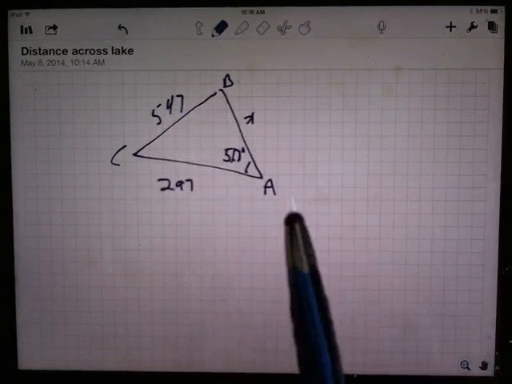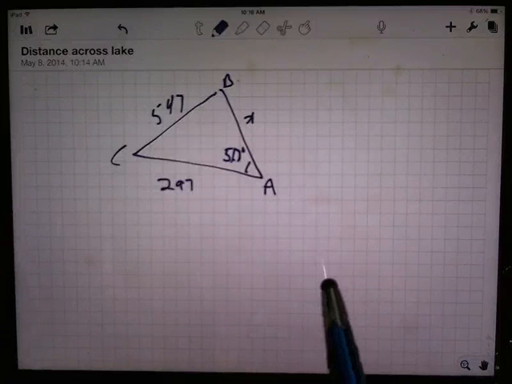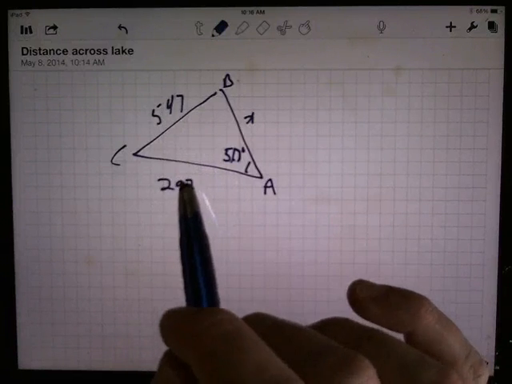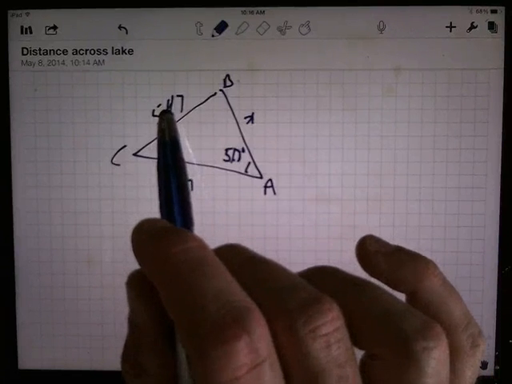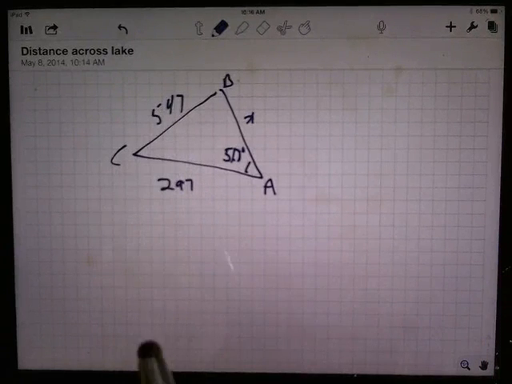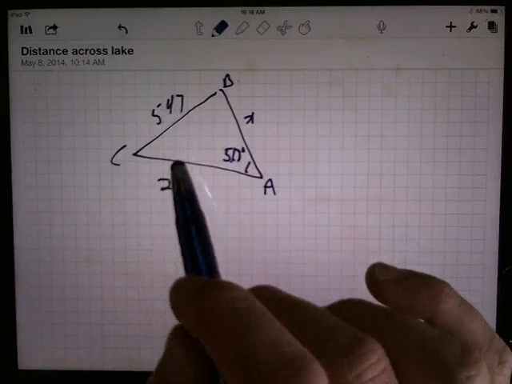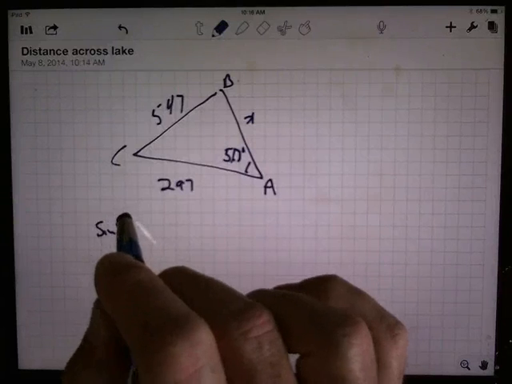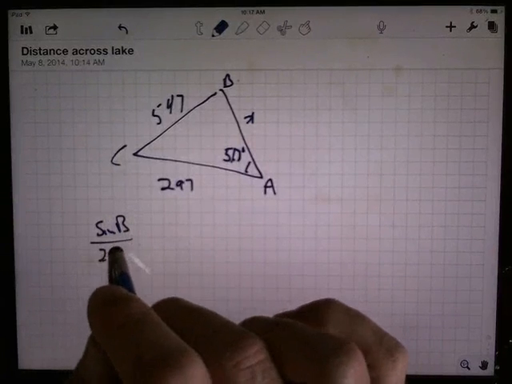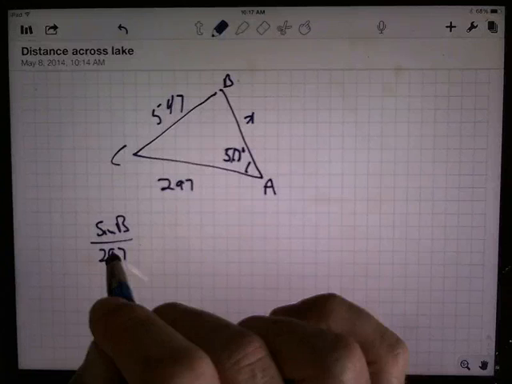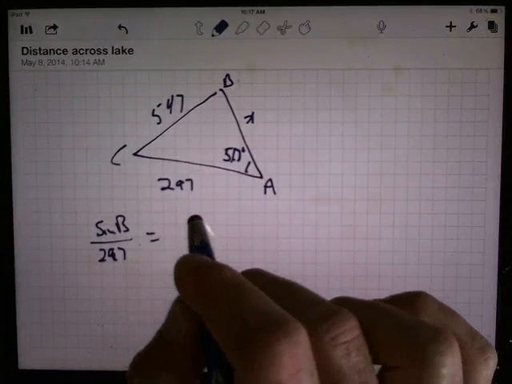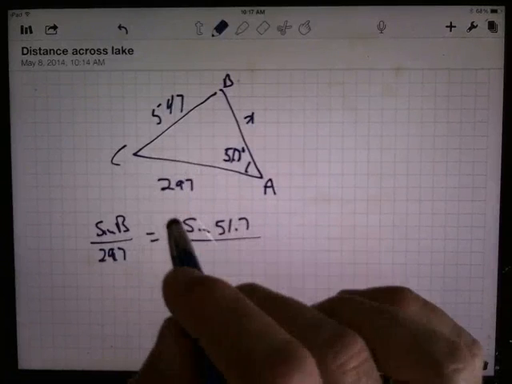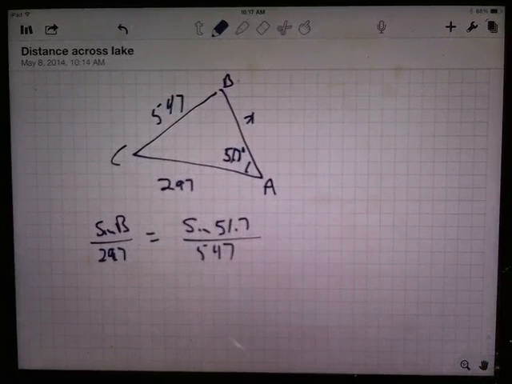So angle B is definitely not bigger than 90 degrees, and the law of sines will get it right. It's only when it's the other way around, when this is the big number and that's the small number, that you're going to have problems, or you're going to have to be careful. I'm in the situation where the law of sines will get it right. So the sine of angle B divided by 297 is equal to the sine of angle A, or 51.7, divided by the 547.